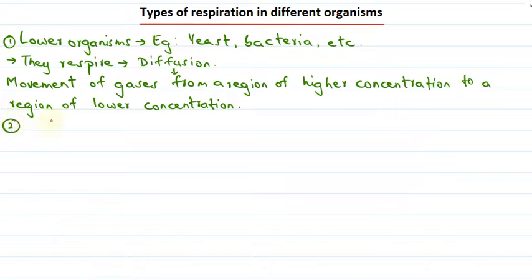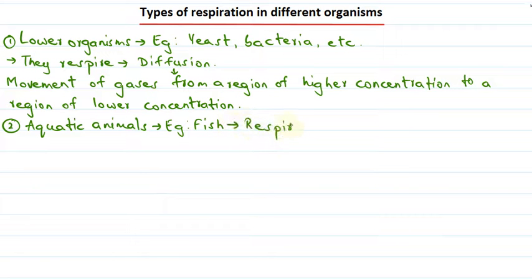Now let's see the case of aquatic animals or aquatic organisms. So here we can take an example of fish. Fishes are aquatic animals because they live in water. So they respire. How do they respire? They respire through specialized organs, and these specialized organs are called gills.